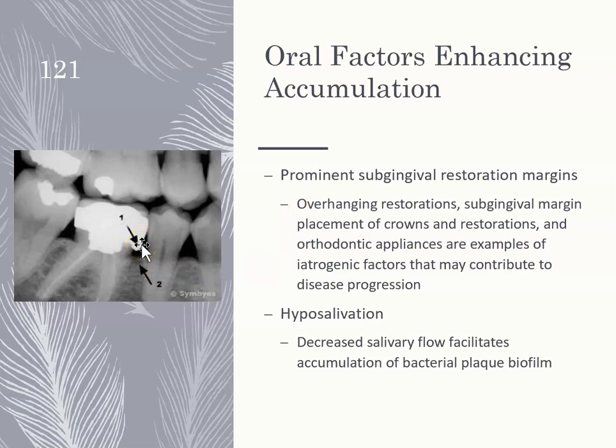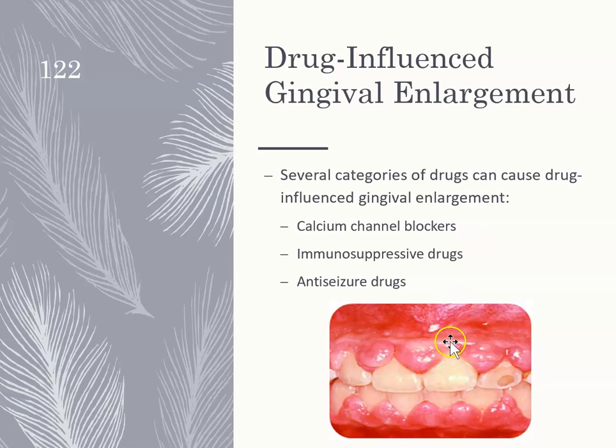Overhangs can be fixed. Again, that is another risk factor. If you have an overhang, you're more prone to getting periodontal disease. If you have xerostomia, hyposalivation, decreased salivary flow (hypo means less), that means plaque is going to sit there and not get washed away. If you're taking a drug such as a calcium channel blocker, an immunosuppressive, or an anti-seizure drug, you're very likely to get drug-influenced gingival enlargement, and that increases your chance of getting periodontal disease.